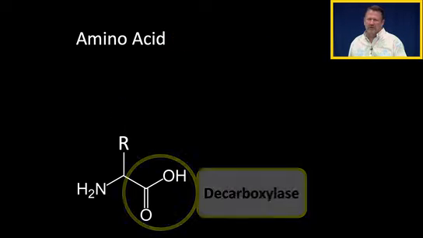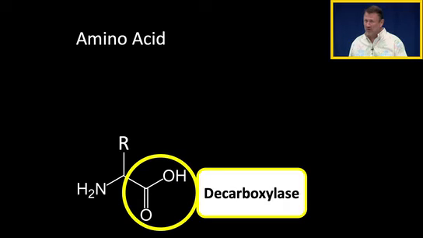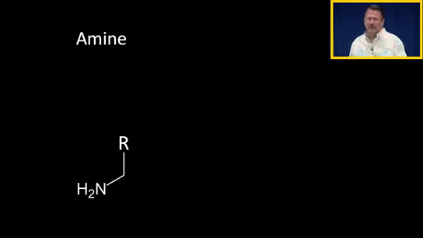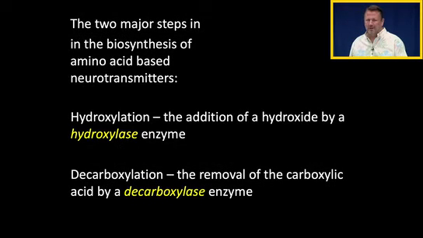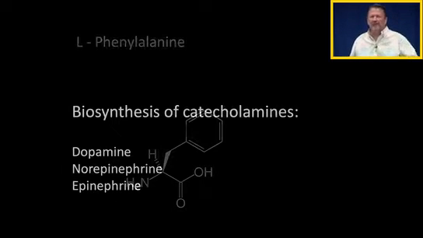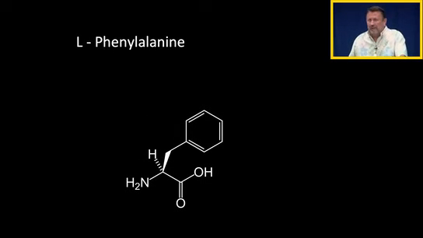All right, let's start over with my amino acid, and instead of hydroxylating it, let's decarboxylate it. All right, there's my carboxylic acid, and when we remove the carboxylic acid, we end up with an amine. All right. So remember those two steps. All right, we'll start with the biosynthesis of catecholamines. We'll start with phenylalanine. Everybody else starts with tyrosine, but that's fine.